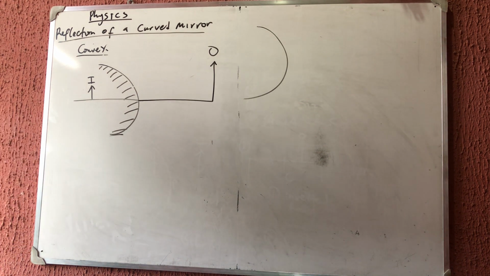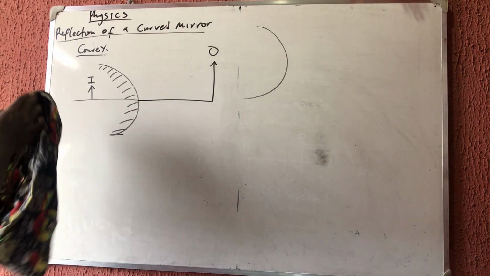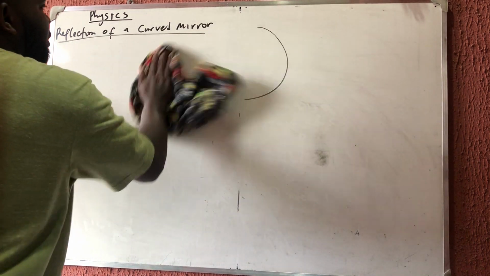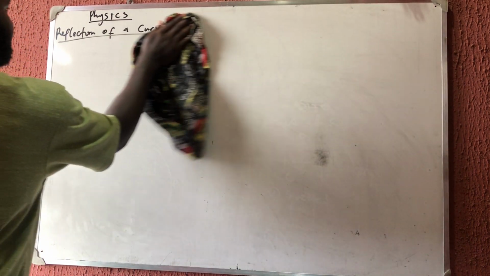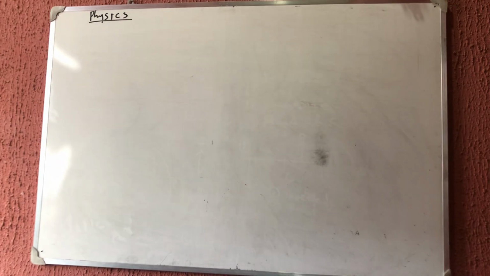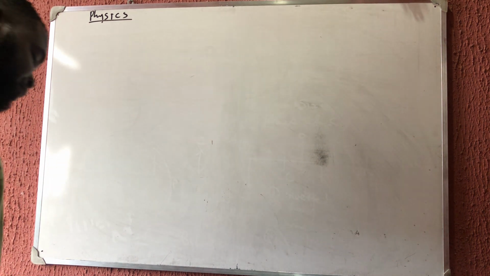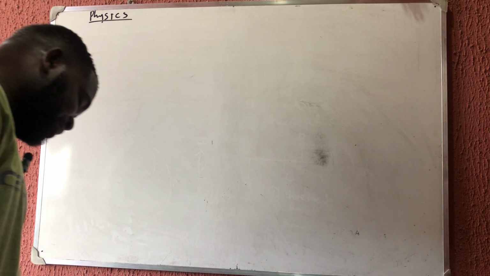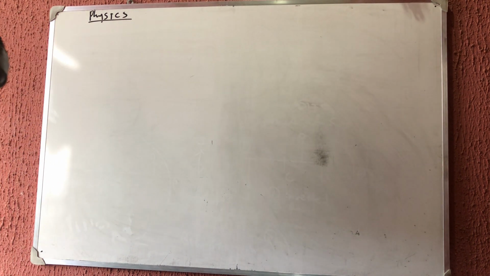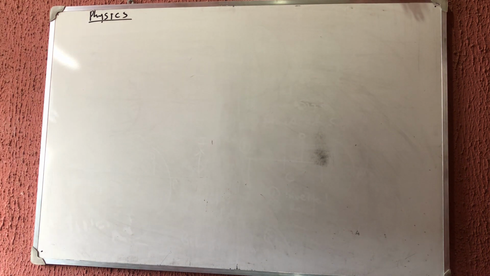Okay, so now let's talk about the calculation. That is where my strength is. Let's do some mathematical magic. Yes, let me call it magic. But before that, you need to know some definitions like what is a pole, what is an aperture, focal length, principal axis and so on. You also need to know the uses of a convex mirror.